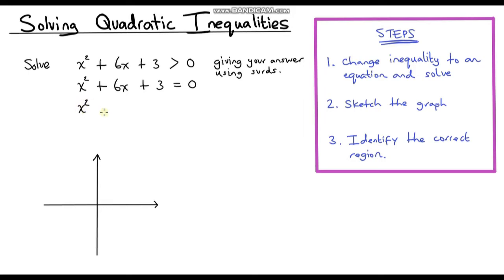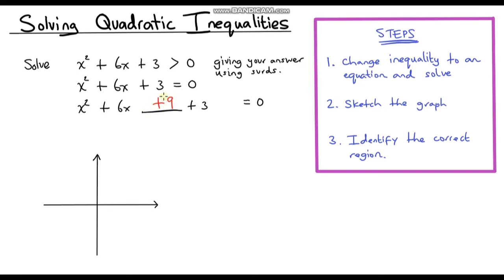So x squared plus 6x. But instead of writing plus 3, I'm just going to leave a space and then write plus 3. Okay. And then obviously that equals 0. Now the reason I've left a space is so that we can complete the square. So to complete the square, we half this number and then we square it. So half of 6 is 3, 3 squared is 9, so we need to add on 9.